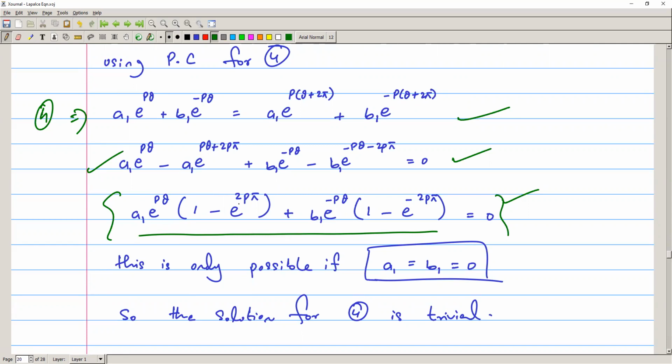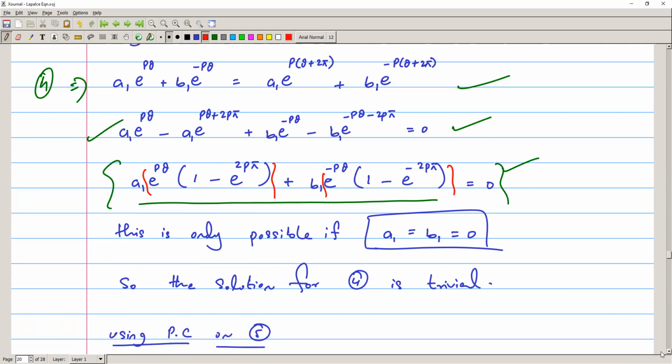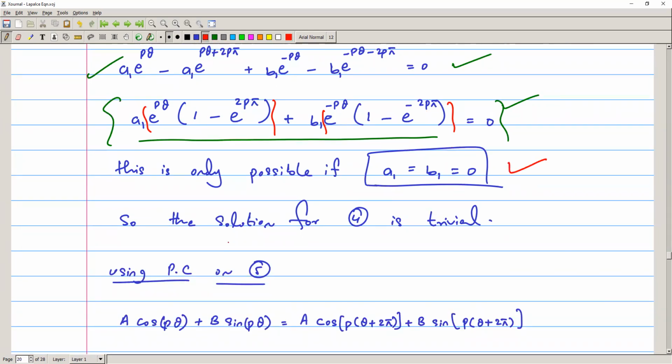Here also we said that p is greater than 0 for this case. Therefore, these functions cannot be 0. Therefore, we are saying that only and only we have the possibility that a1 and b1 should be zero to make this condition true, right? So here a1 is equal to b1 is equal to 0, which means that our solution is trivial for this case.